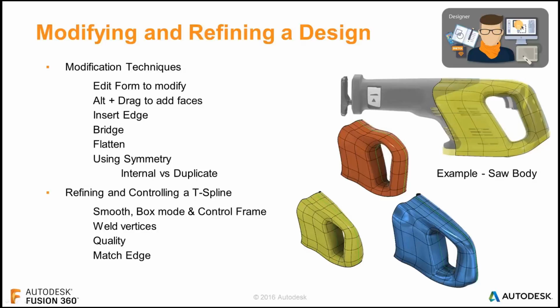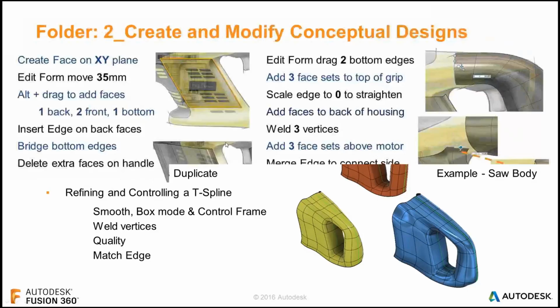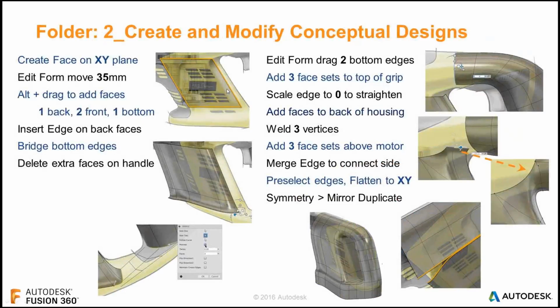Some of the other things we will take a look at are some of the box and display modes, which can help to build up and refine the shape. We will also use some additional tools for bringing things together, such as weld vertices, as well as being able to merge an edge.